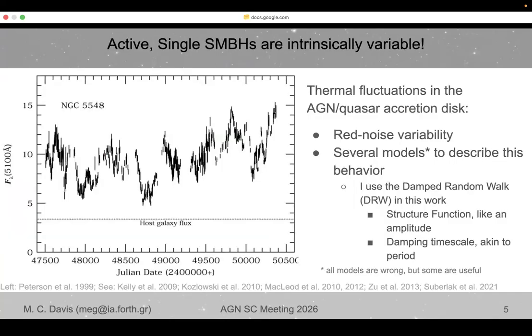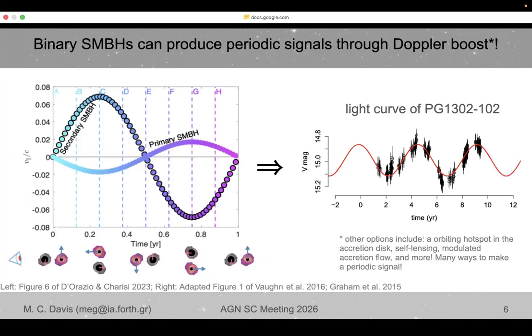So first, as you all hopefully know, active single supermassive black holes are intrinsically variable. Damped random walk, all models are wrong, some are useful. Yes, I'm using the damped random walk. Yes, we can use other models. That's my work. Okay. And I move forward because we've heard a lot about this already this week. And also, as we heard, binary supermassive black holes can produce periodic signals in many ways. A favorite of mine is the Doppler boost. The Doppler boost can produce a smooth sinusoidal wave that can modulate the light curve and indicate a binary. Okay.